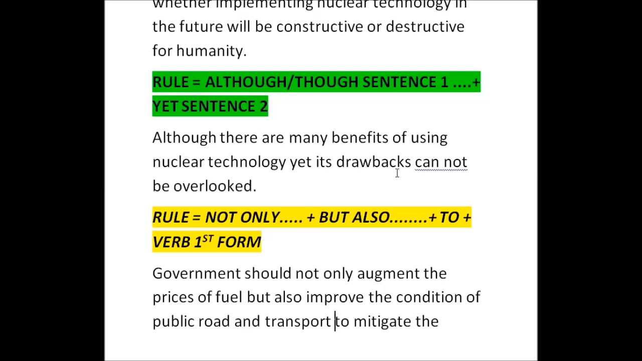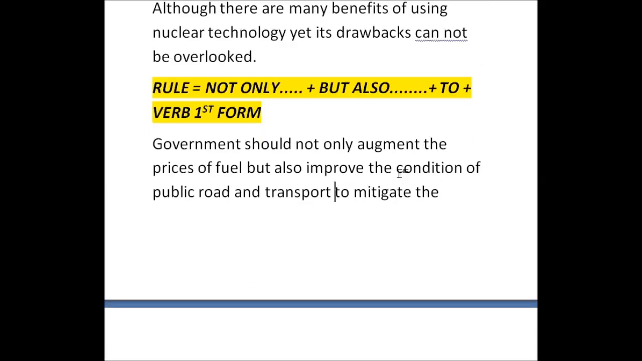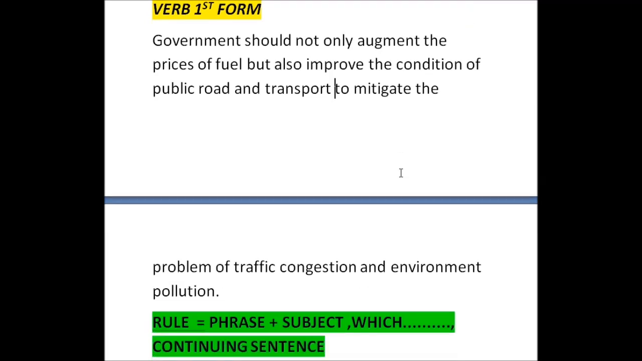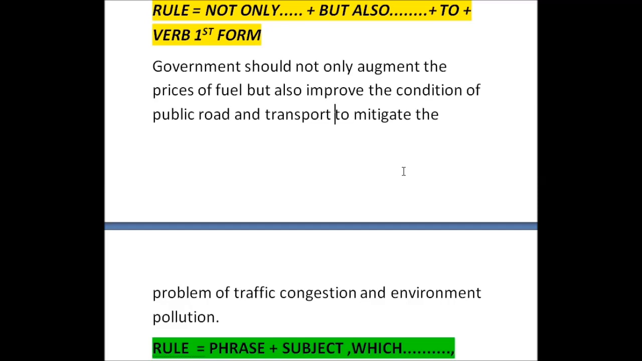Not only and but also are used when we want to emphasize two things. ਜਦੋਂ ਆਪਾਂ ਦੋਨਾਂ ਚੀਜ਼ਾਂ ਨੂੰ ਹੀ important ਦੱਸਣਾ ਹੋਵੇ, ਇਹ ਵੀ ਜ਼ਰੂਰੀ ਹੈ ਵੀ ਇਹ ਵੀ ਜ਼ਰੂਰੀ ਆ. Okay, not only and but also means ਨਾ ਹੀ ਸਿਰਫ ਇਹ important ਆ but ਇਹ ਵੀ important ਆ. For example, government should not only augment the prices of fuel but also improve the condition of public road and transport to mitigate the problem of traffic congestion and environment pollution.